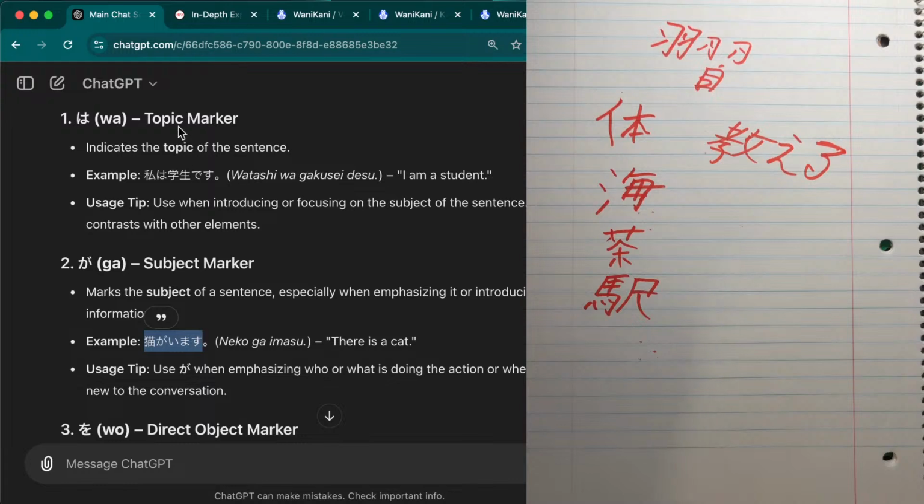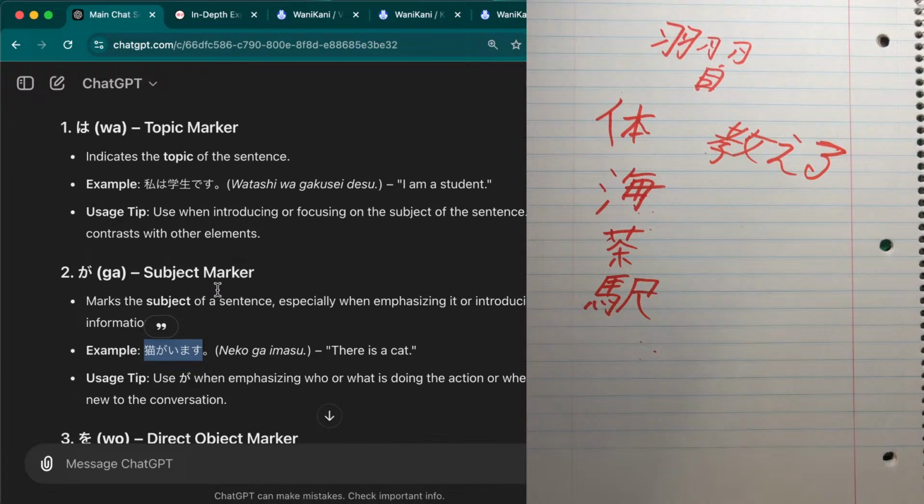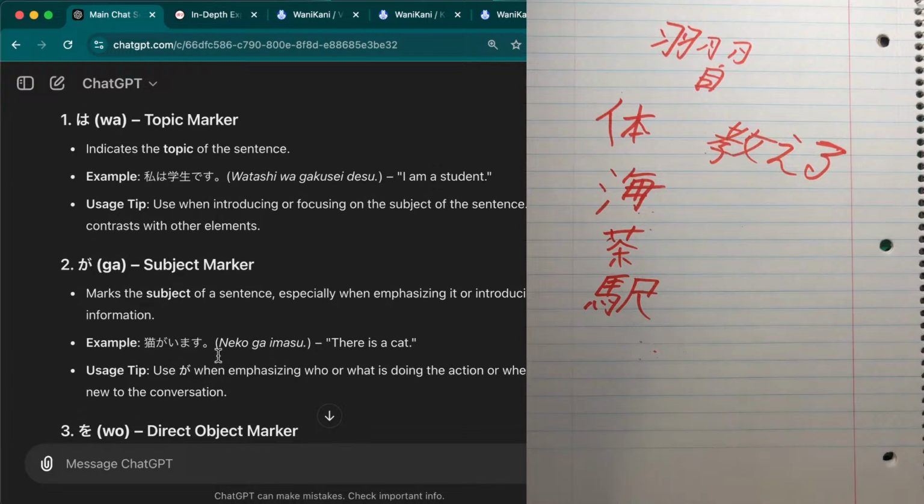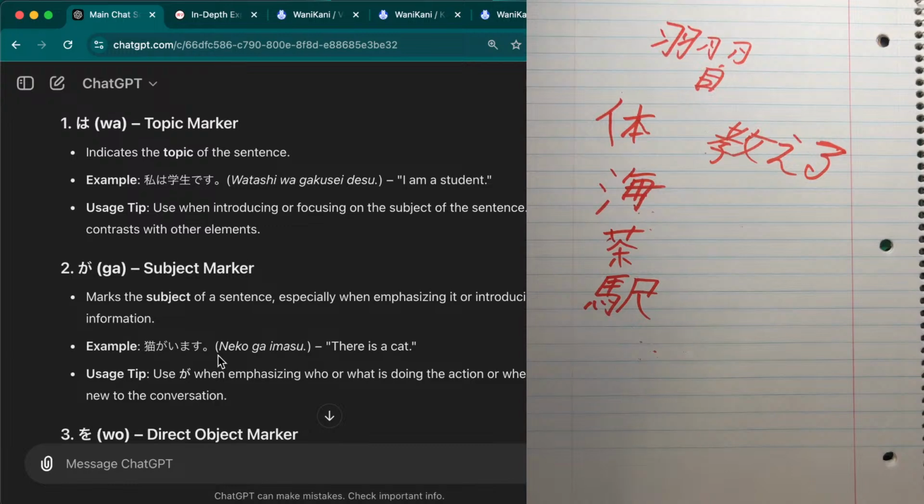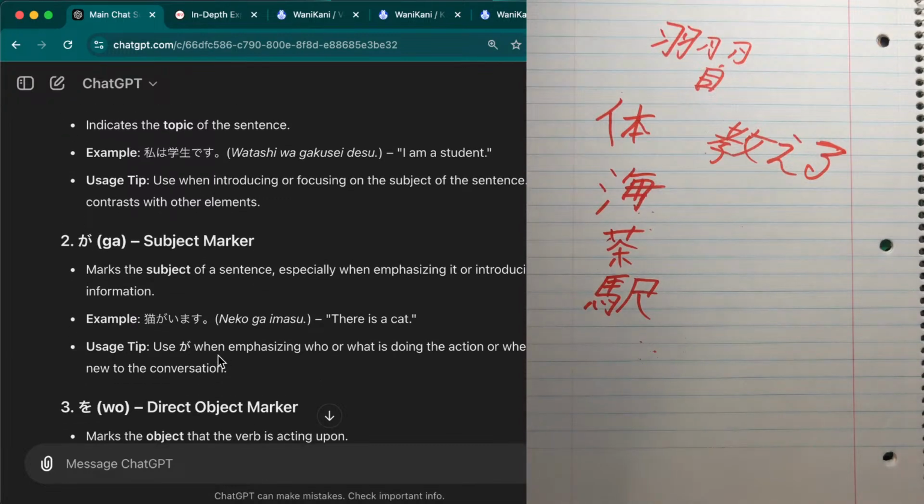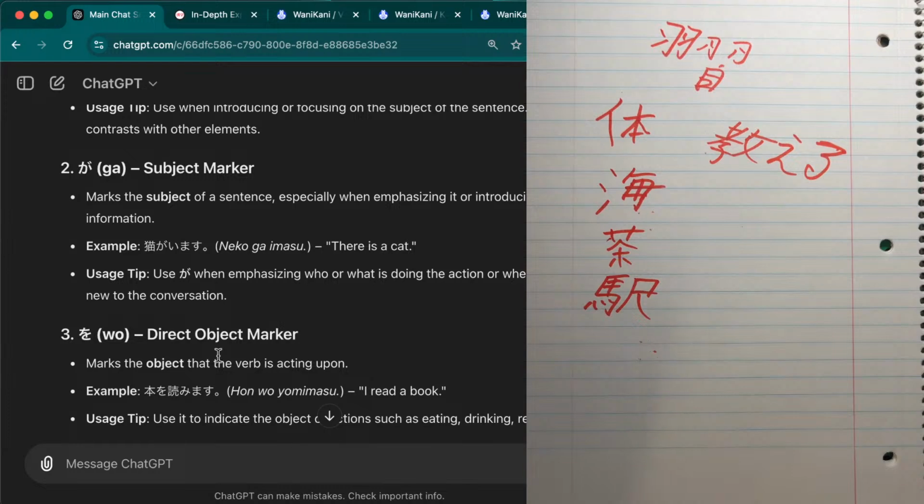Subject marker versus topic marker. Wa and ga are confusing sometimes, so it's known to be confusing. Even when I was in Japanese language school, they mentioned that it can be difficult to understand when to use which one in different contexts. So I'll definitely ask ChatGPT for more clarity. Use ga when emphasizing who or what is doing the action or when the subject is new to the conversation.